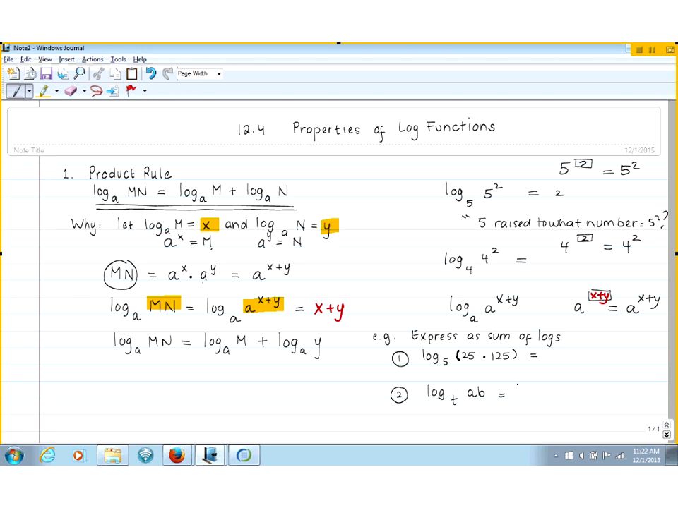So number one, what should we do? This is a product, so we will write it as log base 5 of, log base 5 of what? 25, and then what sign? Plus log base 5 of 125. That's right.